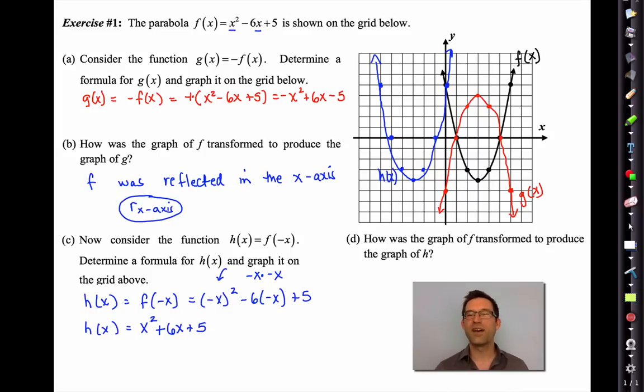Now, how is the graph of f, the black one, transformed to produce the graph of h? Think about that for a second.